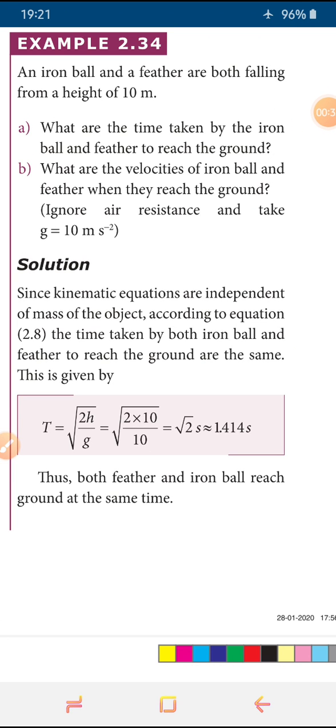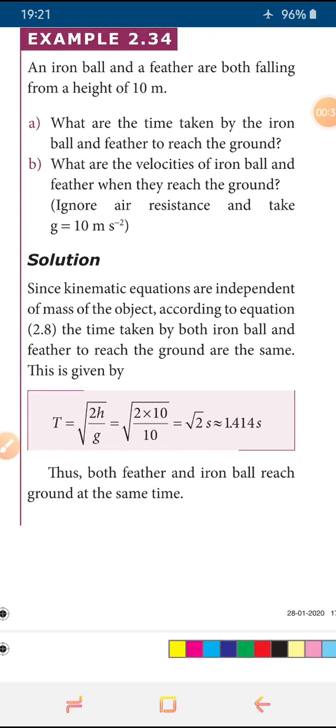There are two questions here. One is, what is the time taken by the iron ball and the feather to reach the ground? So we have to find the time taken. Then, what are the velocities of the iron ball and feather when they reach the ground? So we have to find the velocities too. Here g is taken as 10 meter per second square, and we can ignore air resistance.